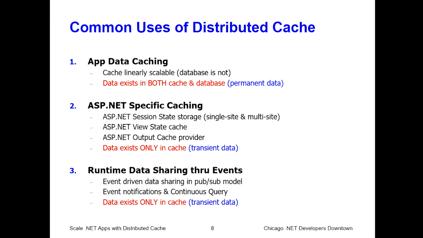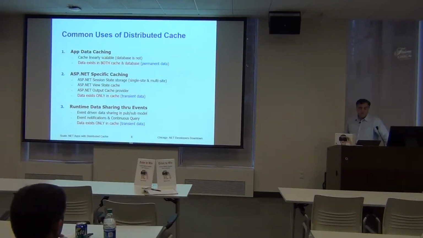The second use case is ASP.NET applications. ASP.NET applications would be doing application data caching, but in addition to that, there's some ASP.NET-specific data that you could be caching. The first is session state, which almost everybody knows what that is. Session state, by default, Microsoft gives you the option of storing it either in proc or SQL Server, and both of them have scalability problems.